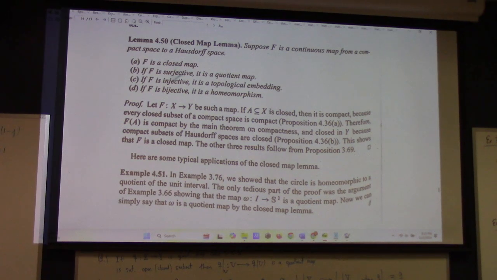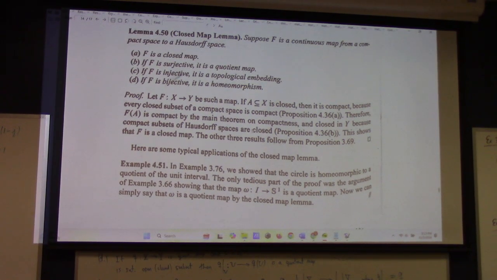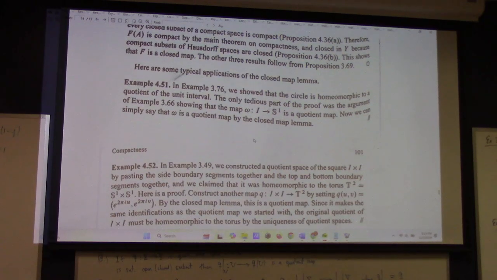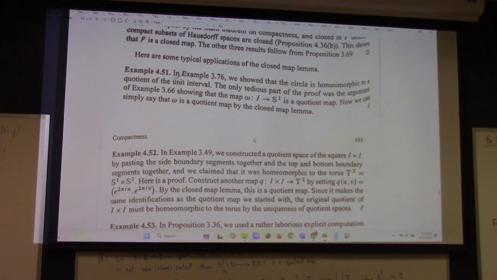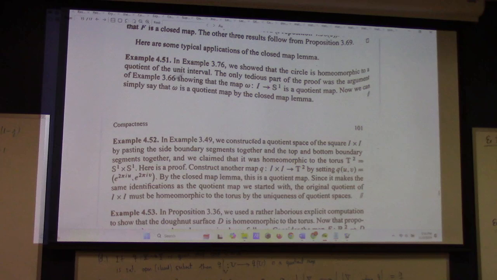If I was taking this as a graduate class, I would make sure I knew this closed map lemma before I took my final. Because I would much rather be proving something is a quotient map with this lemma as opposed to the way I was showing you 15 minutes ago. You know, that's nice.